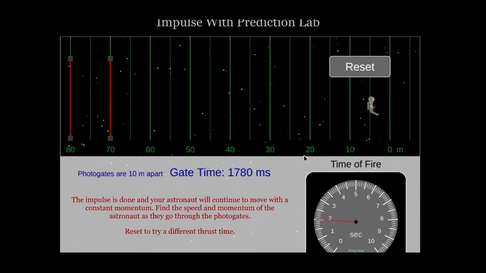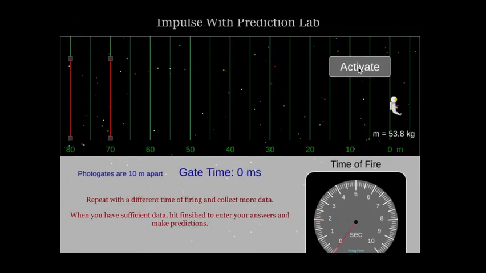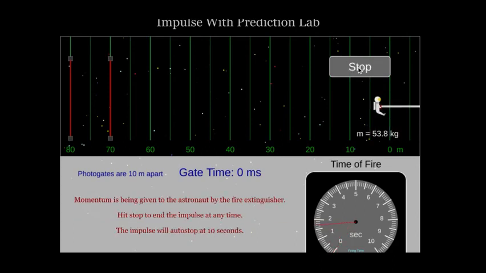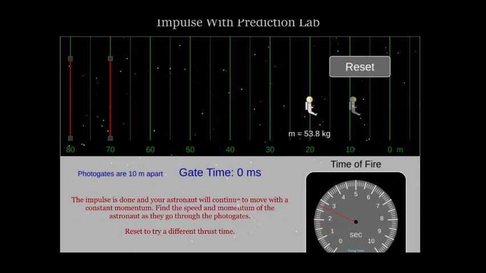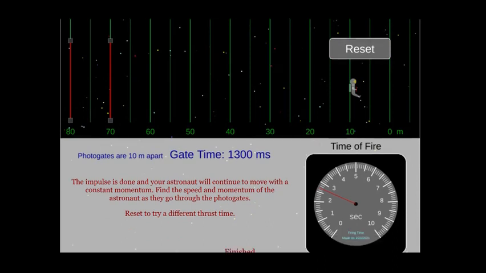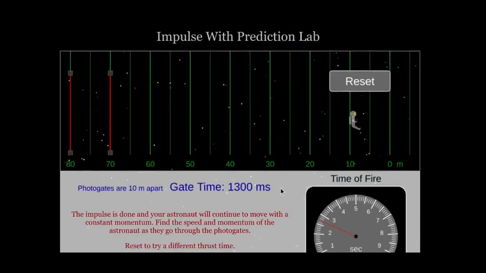Okay, so that was the first trial. You hit reset, activate again, wait till it gets towards the 10, stop, and we should get a smaller time to get through the photo gate because the force was acting longer and accelerated him faster. So there you see 1.3 is a faster time to get through the photo gate, and the fire time is greater. This one, I would say as an example, is 2.56. I would call this one 2.7. I think that would be good.